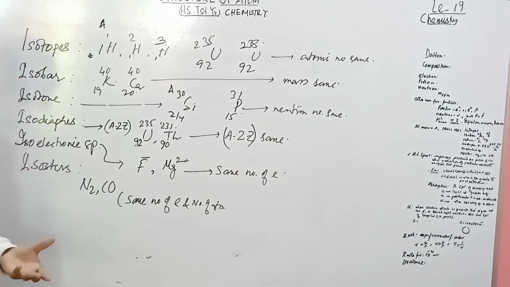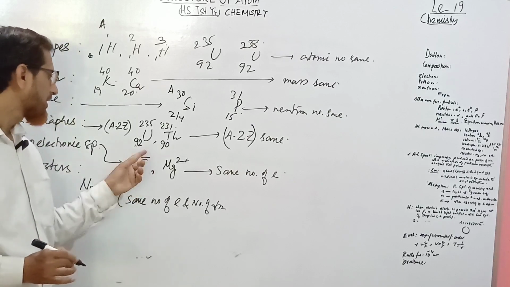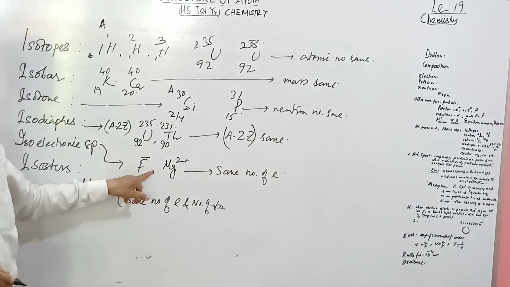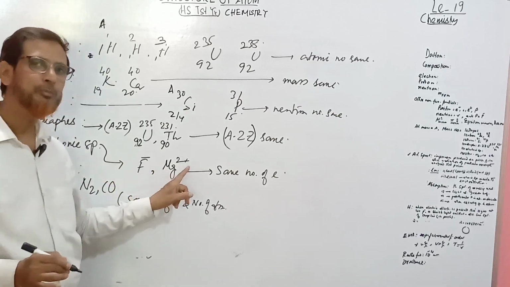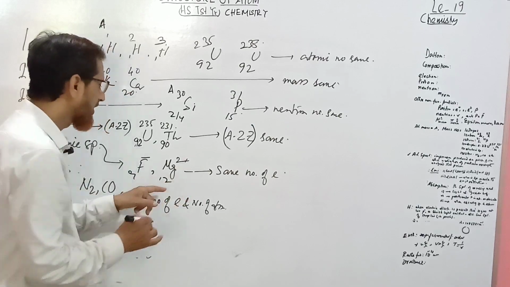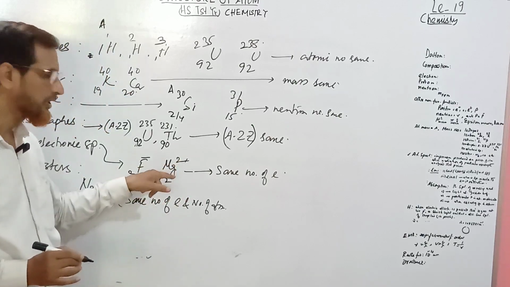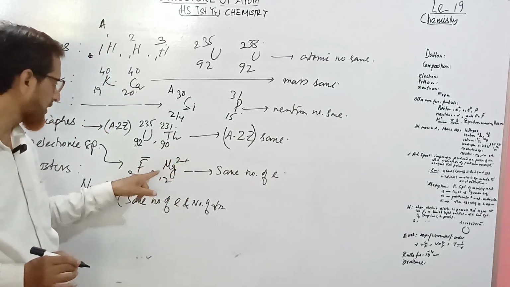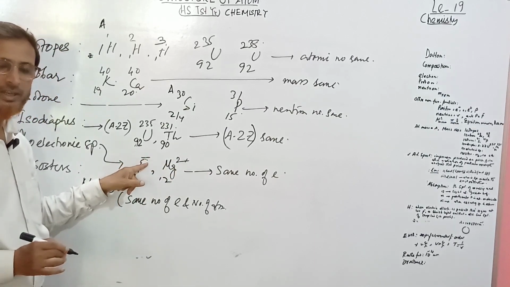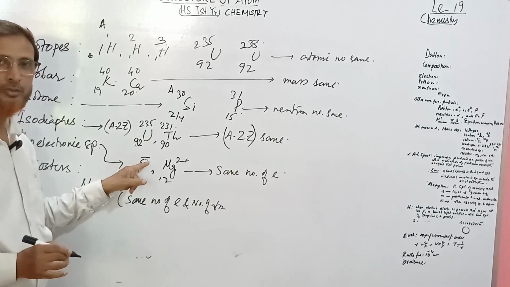There is nothing much to explain and elaborate. F negative means fluorine, whose atomic number is 9; with a negative sign, it has 10 electrons. Magnesium 2 positive means atomic number is equal to 12. It has lost 2 electrons, so 12 minus 2 is 10 electrons. Here also 10 electrons. The negative sign means 1 electron is more.